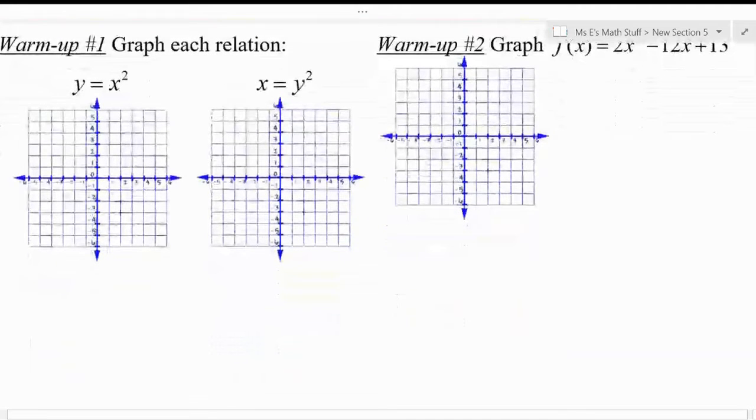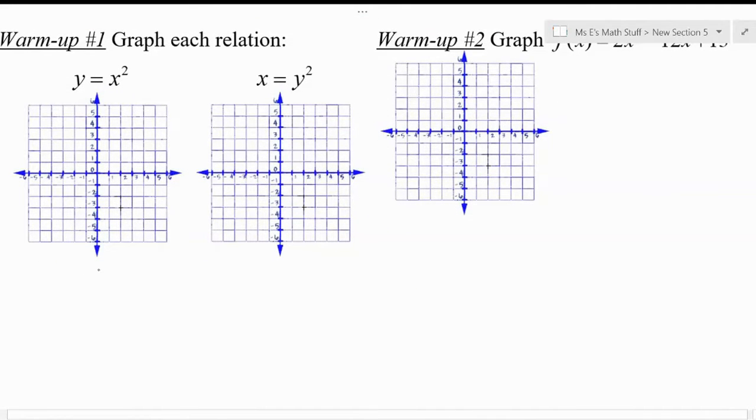My friends, let's take a look. For warm-up one, I think most of us just, in a way, t-table it in our heads, or you've done it so many times that you have the pattern memorized and you don't even think about the t-table anymore. Either way, it works. So if y equals x squared, I hope it makes sense.